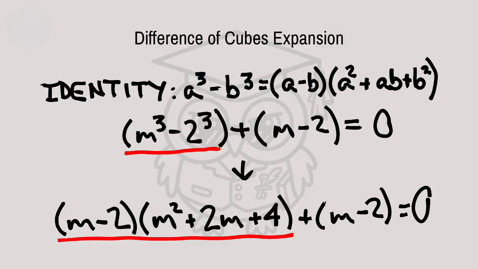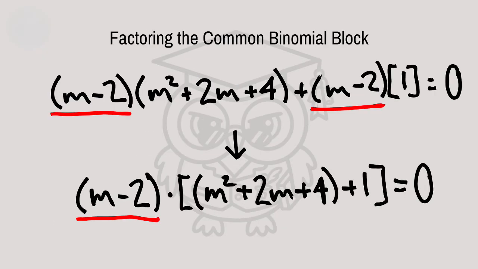The expression m cubed minus 2 cubed expands into the quantity m minus 2, multiplied by the quadratic quantity m squared plus 2m plus 2 squared. This updates our equation to m minus 2 times m squared plus 2m plus 4 plus m minus 2 equals 0. Identify the greatest common factor across both groupings, which is the binomial m minus 2.